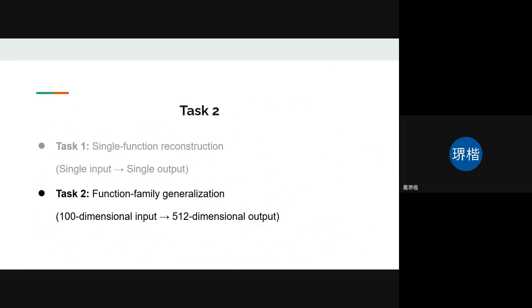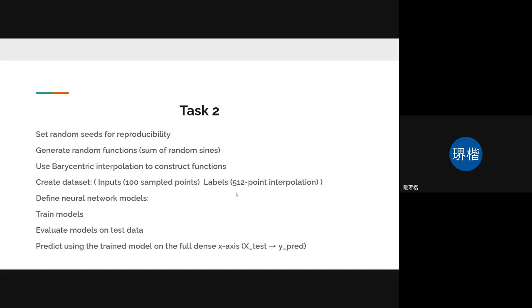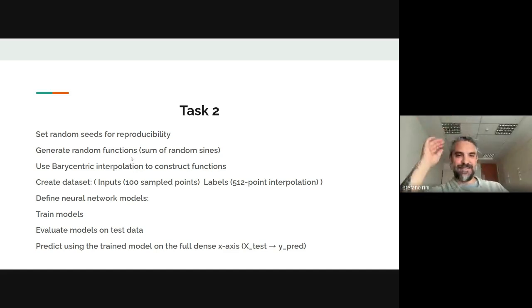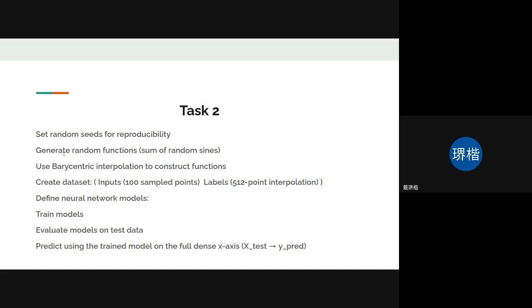Here is task 2. The task 2 is function family generation. Here is a 100 dimension input to a 512 dimension output. First we set the random seed for reproducibility. Generate random functions, then use semantic interpolation to construct the function and create the data set.